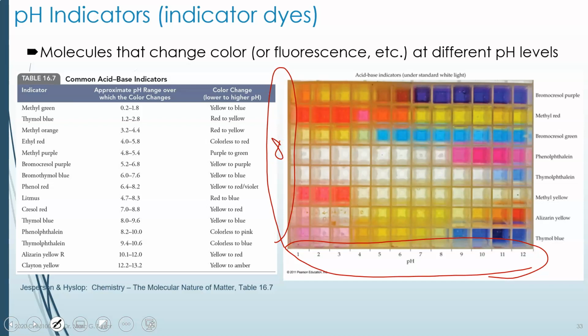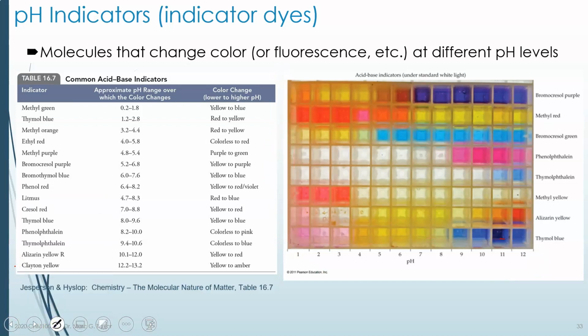And you'll notice in this particular plate, every column has a different pH solution placed in it. So the first column has a pH 1 solution, the second column is a pH 2, etc., all the way to the last column, which is a pH 12 solution. And every row has a different dye in it. So let's take a look at one of these dyes. Let's look at the last one, thymol blue.